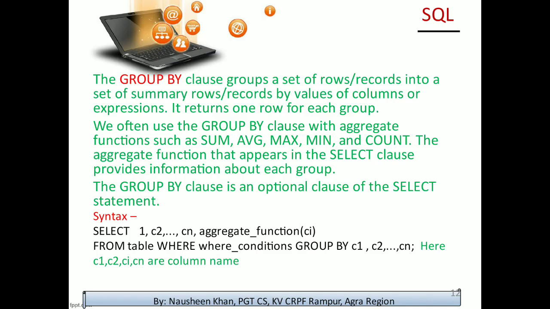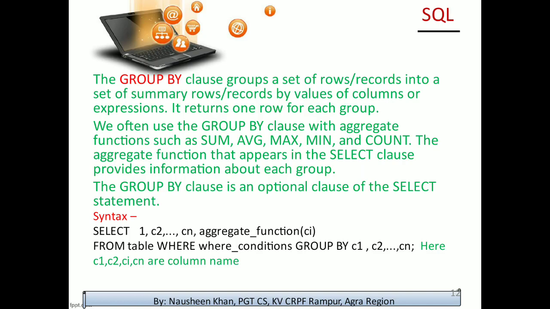Now, the next topic is the group by clause. The group by clause groups a set of rows or records into a set of summary rows or records by values of columns or expressions. It returns one row for each group. We often use the group by clause with aggregate functions such as sum, avg, max, min and count.